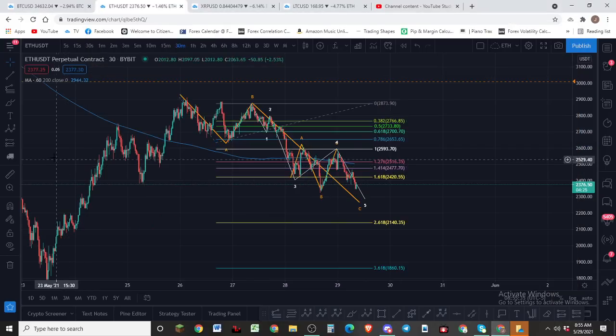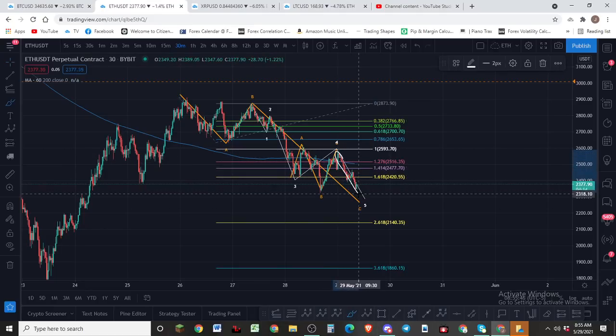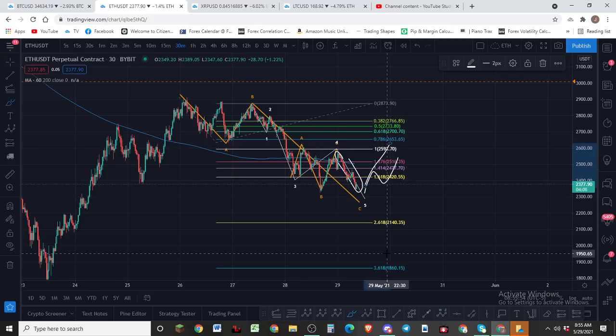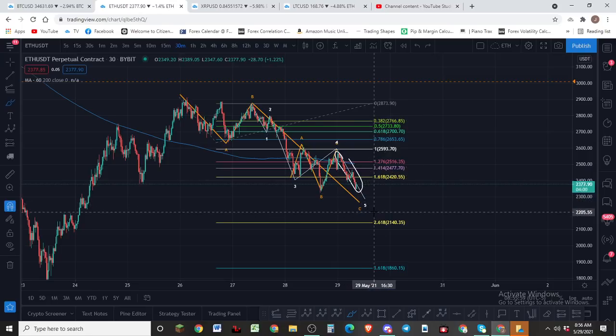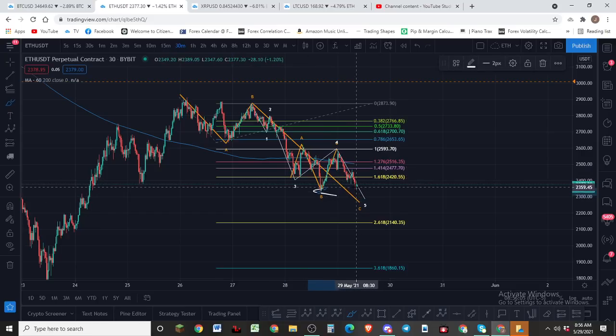Okay, those are my ideas for Ethereum. In all of those ideas, this wave is coming to a completion soon, and we're going to get some kind of a three wave or an impulse once this wave finishes. If this breaks this low here, I'd like to see it roll over, break the low. I'm going to look for a long trade today, if I trade.